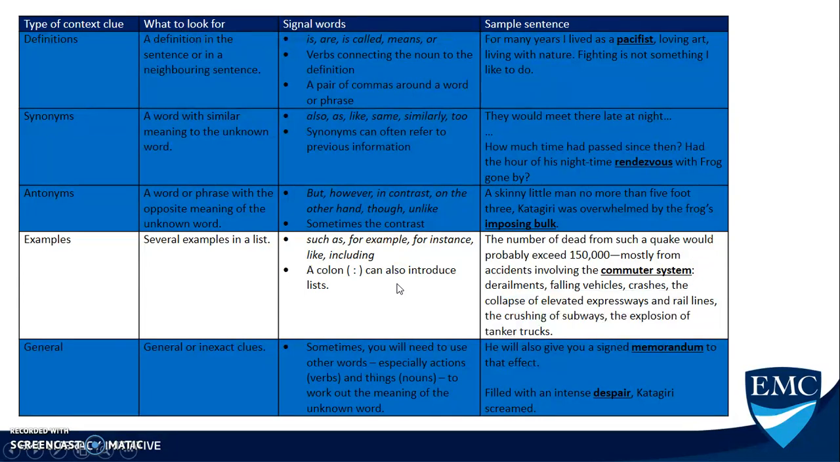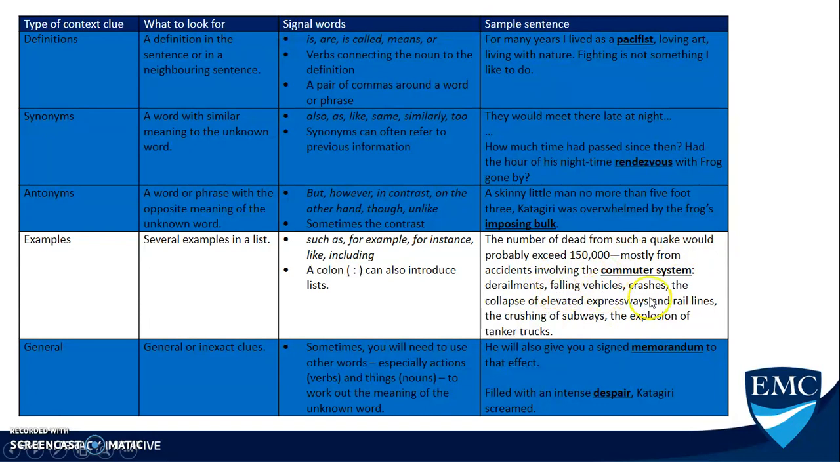Okay, and here we're looking to use the different parts of the list to help us figure out what the unknown word is. Our unknown word here is commuter system. The number of dead from such a quake would probably exceed 150,000, mostly from accidents involving the commuter system. Derailments, falling vehicles, crashes, the collapse of elevated expressways and railway lines, the crushing of subways, the explosion of tanker trucks.